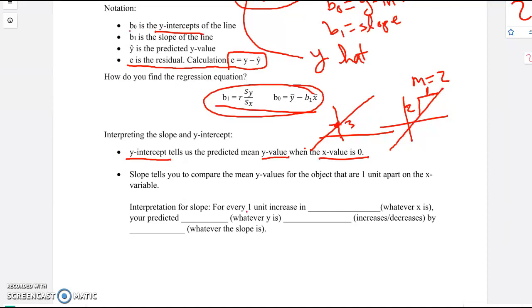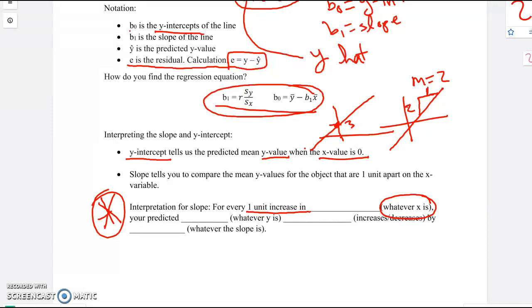So I put it right here. For every 1 unit increase in whatever x is, your predicted y is increasing or decreasing by whatever the slope is. Okay? That's basically what it is. And if you want to jot down this exact thing, go ahead and jot it down on a piece of paper, and you can use this for your exam.